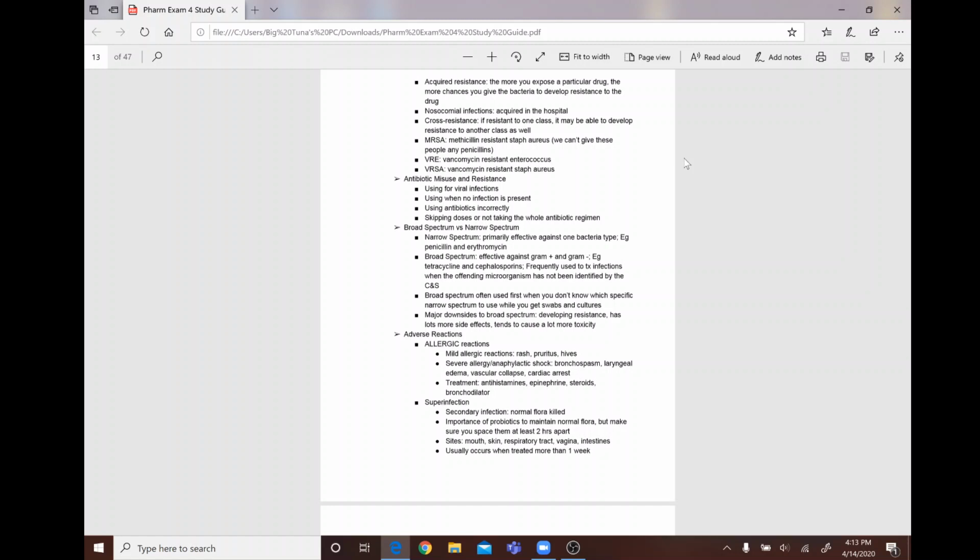What do we use broad spectrum antibiotics for? Usually gram-positive and gram-negative bacteria. We use them to treat infections when the offending microorganism has not been identified by culture and sensitivity. What are some examples of broad spectrum antibiotics? Tetracycline and cephalosporins.